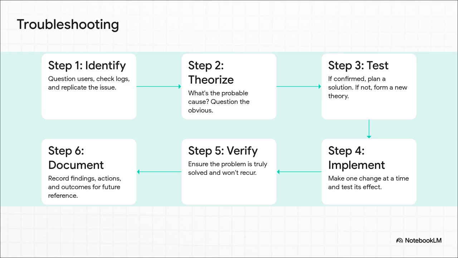This process forces you to be systematic. You gather evidence, you form a very specific theory about what's wrong, and then, and this is the most important part, you test that one theory by making just one single change. This stops you from making the problem even worse. And that last step, documentation, that's how the whole team learns from what happened.